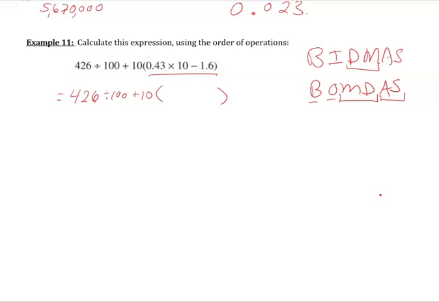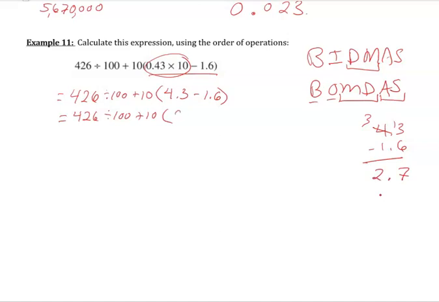So I have 0.43 times 10. Well, that's going to give me 4.3 minus 1.6. So that's my first operation. Then I put my equal signs, and again, 426 divided by 100 plus, I haven't finished it, 4.3, remember I line up my decimals, minus 1.6. Got to borrow one from there. That gives me 2.7. 10 times 2.7.